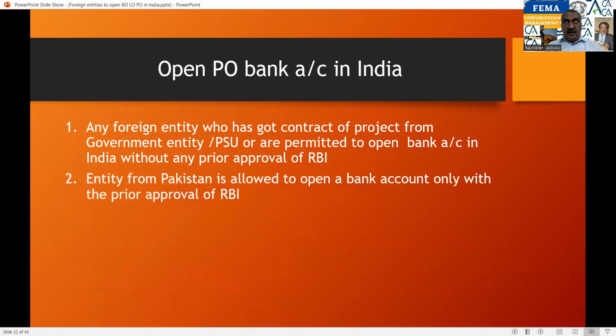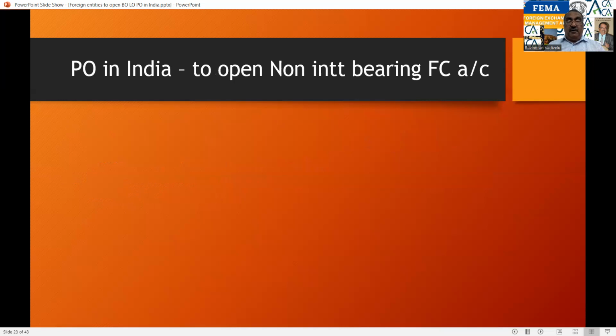Then an entity from Pakistan is allowed to open a bank account only with the prior approval of the RBI. So even this is a clear indication that an entity from Pakistan is also allowed to open transactions in India, but when they want to open the bank account, they have to get the prior permission of the RBI.